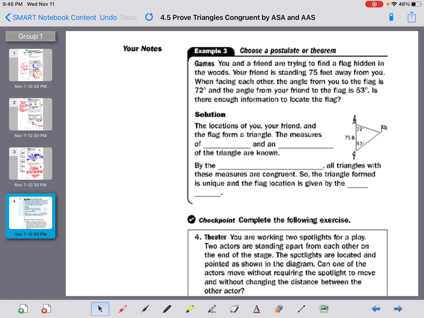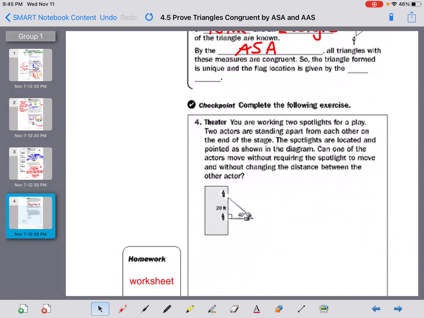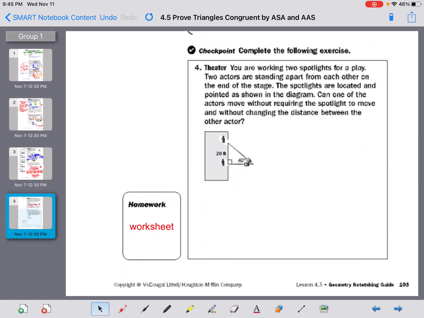Okay. So the locations of you and your friends and the flag form a triangle. So you have the measure of one side, right? We have one side and two angles of the triangle, right? Okay, so if you think about this, this is a set relationship of an angle, a side, and an angle. So by the angle, side, angle, all triangles with those same exact measurements are congruent. So we could find the flag using that angle, side, angle. Okay? Probably not the best example there. Some of these story problems get a little bit hard to relate.